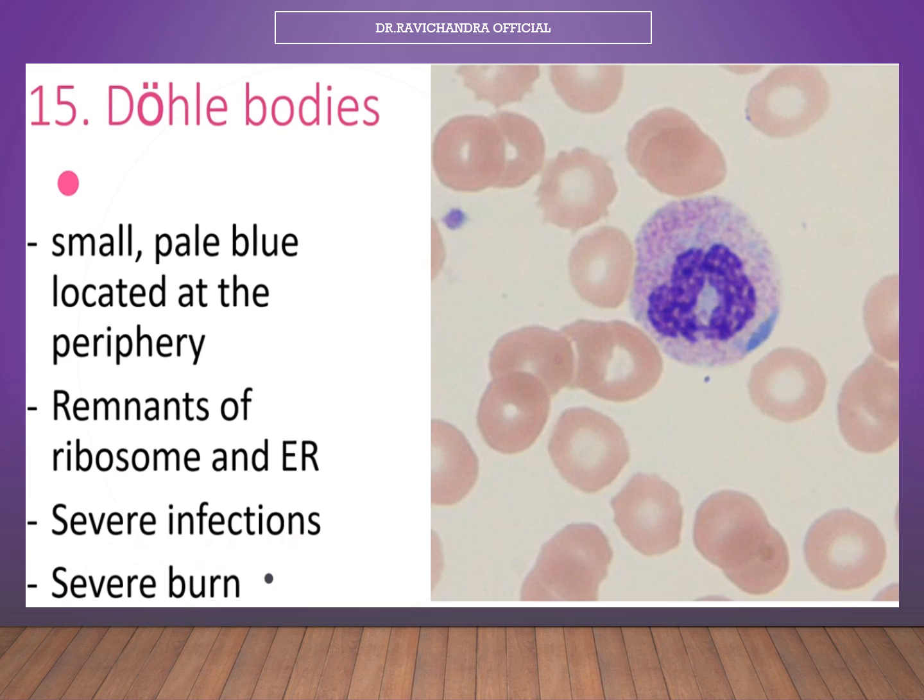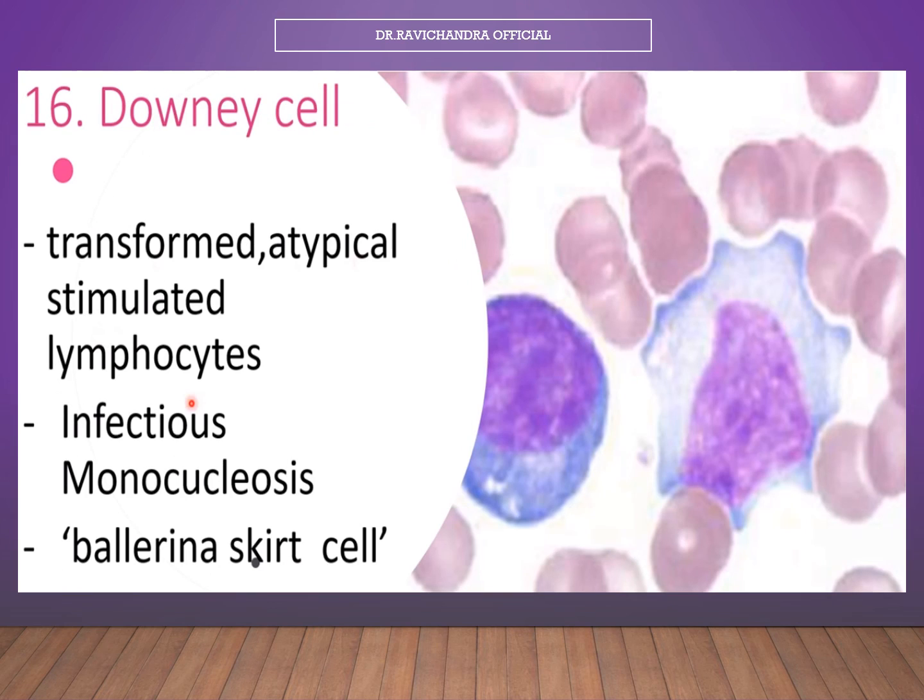Dohle bodies, these are the small pale blue bodies located at the periphery, and they are the remnants of ribosomes and endoplasmic reticulum seen in severe infections and burns. Downey cell, it is a transformed atypical stimulated lymphocyte. So Downey cell is an atypical lymphocyte, and this is also called ballerina skirt cell, as the appearance is like that of a skirt, ballerina skirt. So these Downey cells are characteristically seen in infectious mononucleosis.